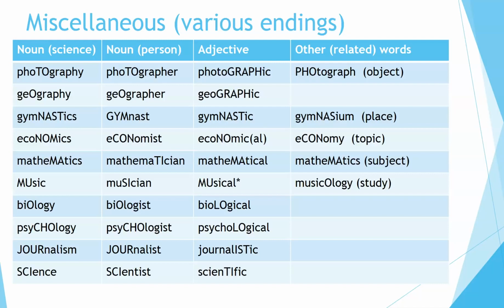There are two adjective forms here. Economical means not expensive. Economy. Mathematics, mathematician, mathematical, mathematics. This is the subject. Music, musician, musical, musicology. This is the study of music.